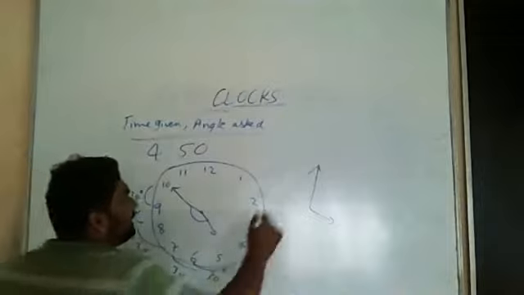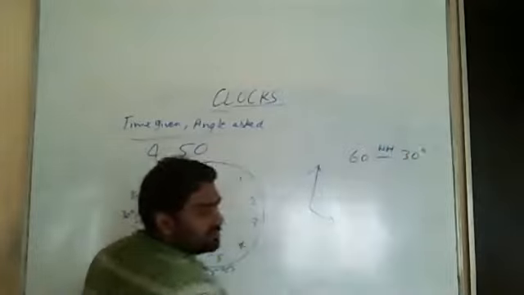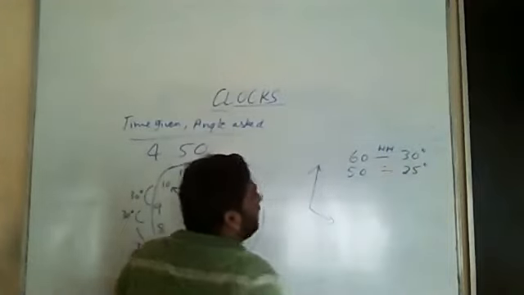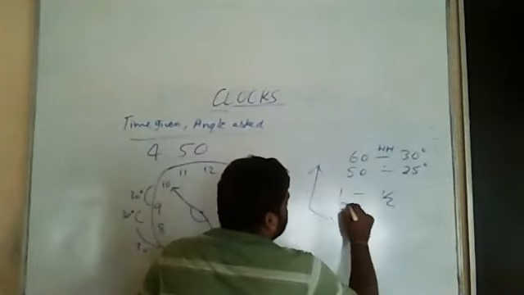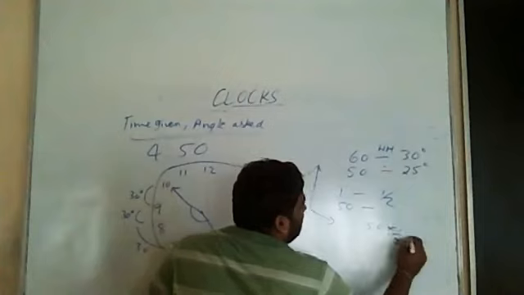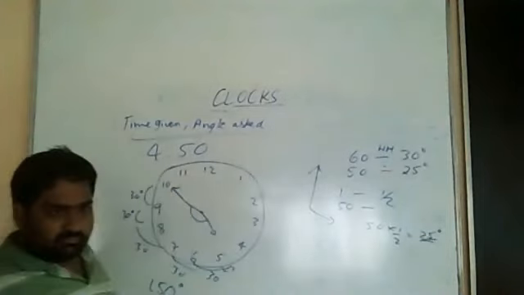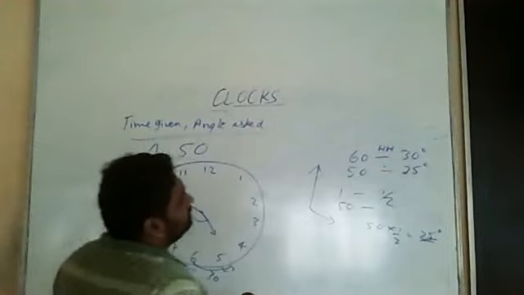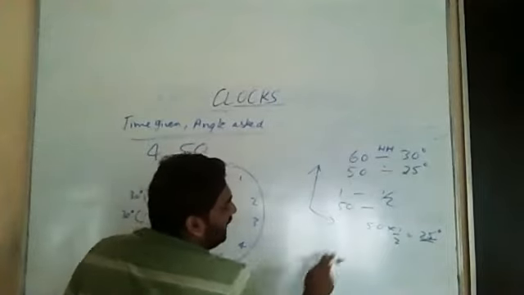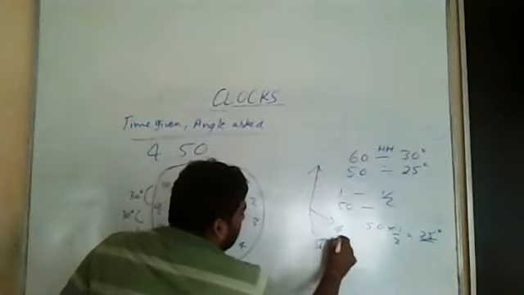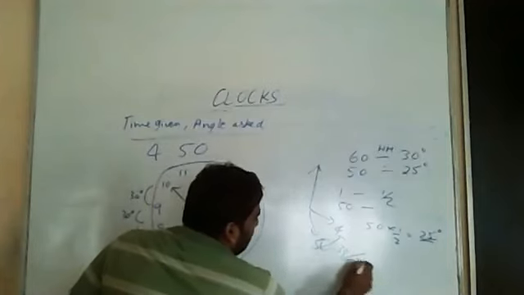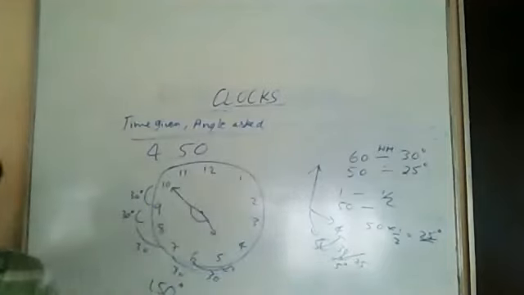Correct? Which means you know that in 60 minutes, the hour hand will cover 30 degrees. So in 50 minutes, how much? It has covered 25 degrees. Is it not so? In 1 minute, half a degree, so 50 minutes, how much? 25 degrees. In between 4 and 5, there are 30 degrees, in which 25 is covered. It means 5 is remaining to be covered. Yes or no?